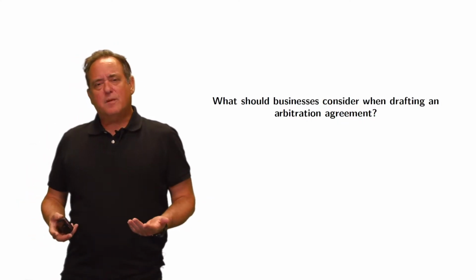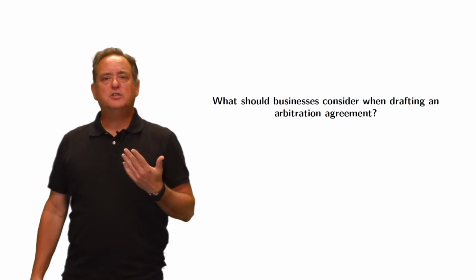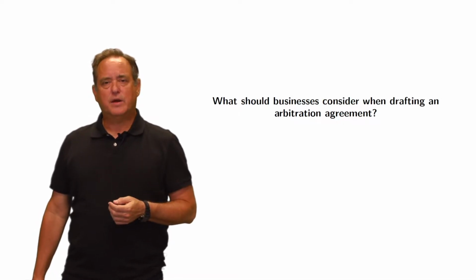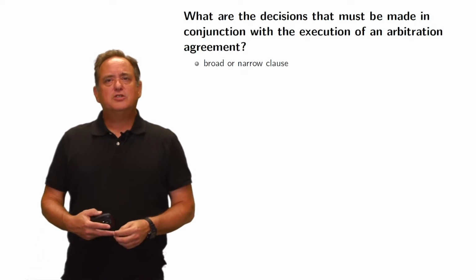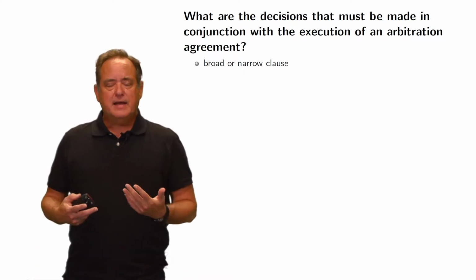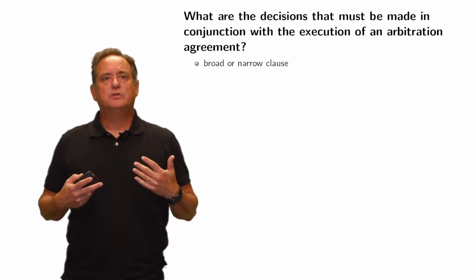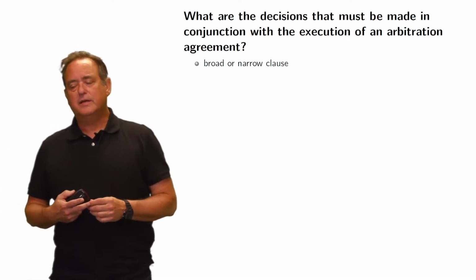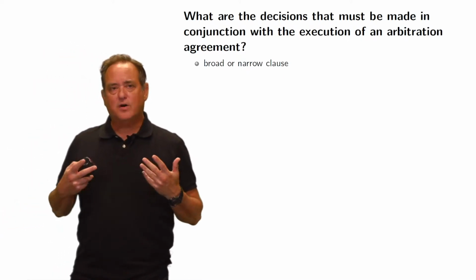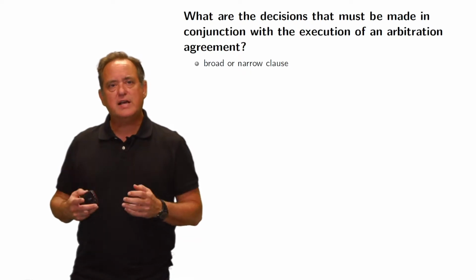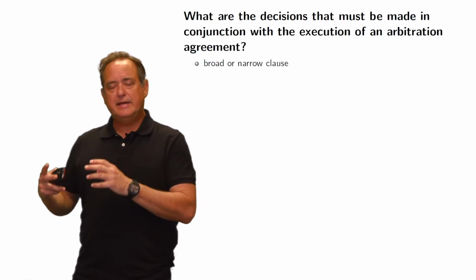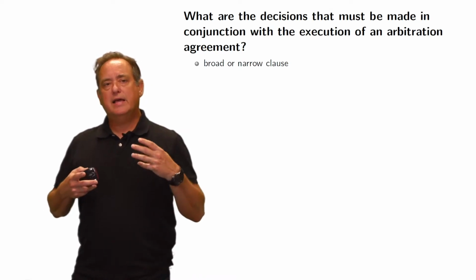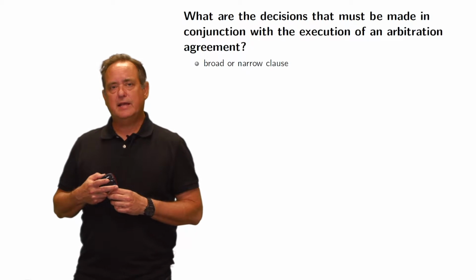All right, so you've decided on arbitration. The question now is, what should your business consider when it is drafting the arbitration agreement? And the first thing that you'll face is making a list of issues that must be resolved with the execution of the arbitration agreement. One of the beautiful parts of arbitration is that we can address all of these issues in our original agreement. We can design the agreement to avoid as many of these issues as we can.